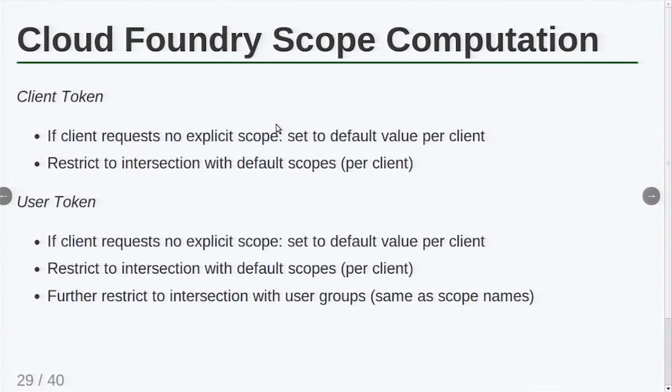Because we have this, the thing that allows us to make it sensible, I should explain, is the group names are the same as the scope names. That's basically the rule. So if a client asks for a token with a given scope, we look at the user's groups, and we only grant the scopes that the user is a member of the group with the same name.